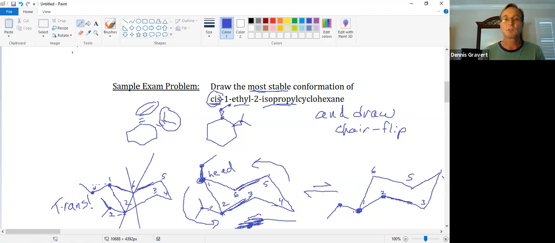Isopropyl used to be equatorial. In the flip, it's going to go axial. So where's my axial bond? Well, I'm on a mountain peak. So I'll be pointing up.